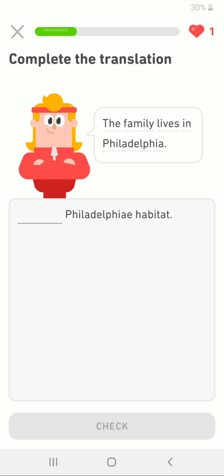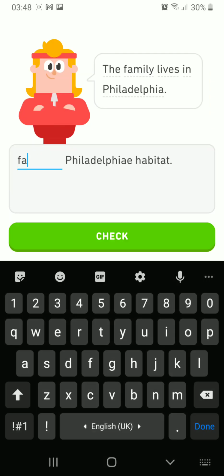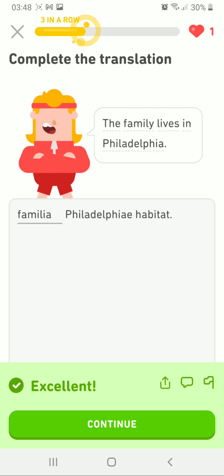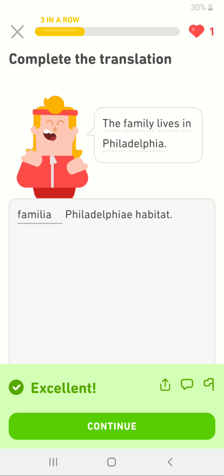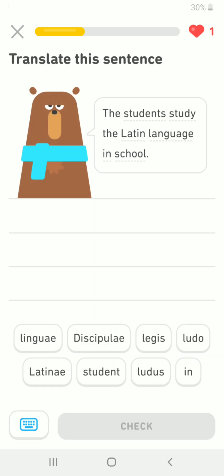The family lives in Philadelphia. So the family lives in Philadelphia. Familia, I would say familia. Familia, Philadelphia, habitat. Very easy, this one. The students study the Latin language in school.